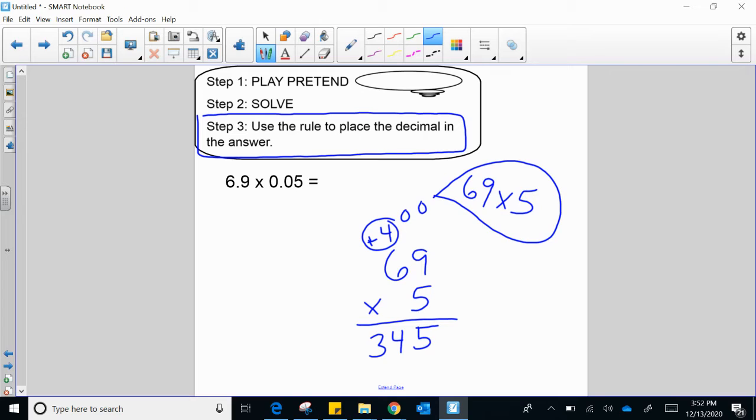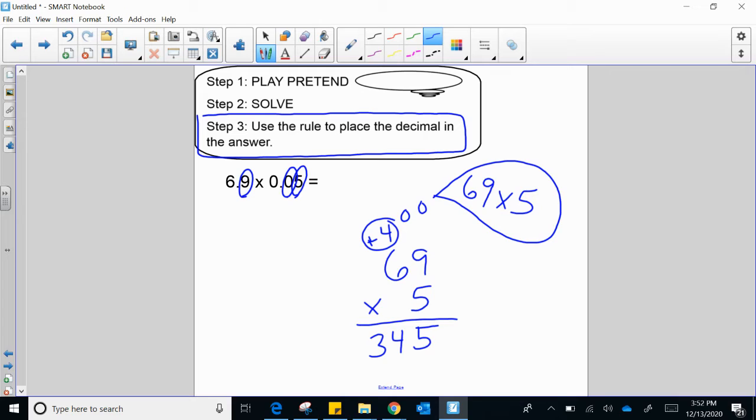and I'm going to count how many digits live in the decimal universe. So it's anything to the right of the decimal point. So the 9 lives in the decimal universe. The 0 lives in the decimal universe. Don't forget, a 0 is a digit too. And the 5 lives in the decimal universe. So that is 3 digits that live in the decimal universe in the problem.